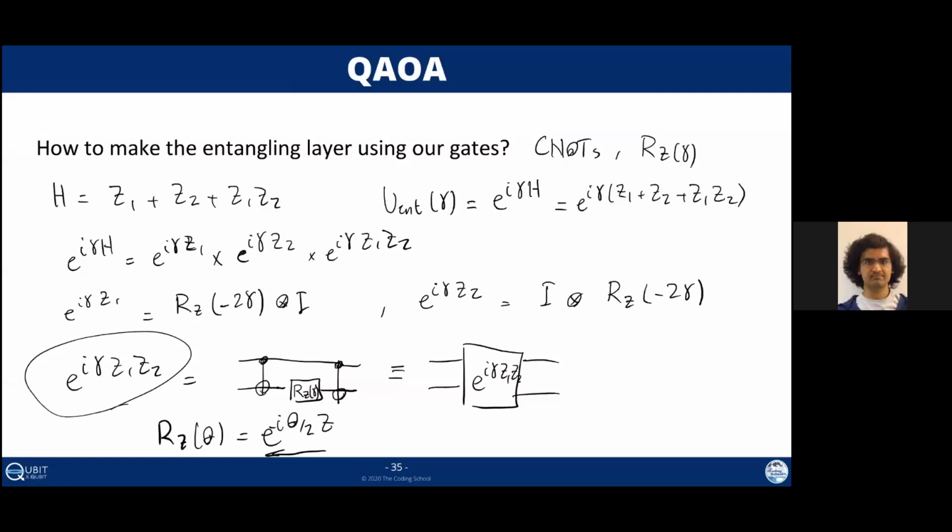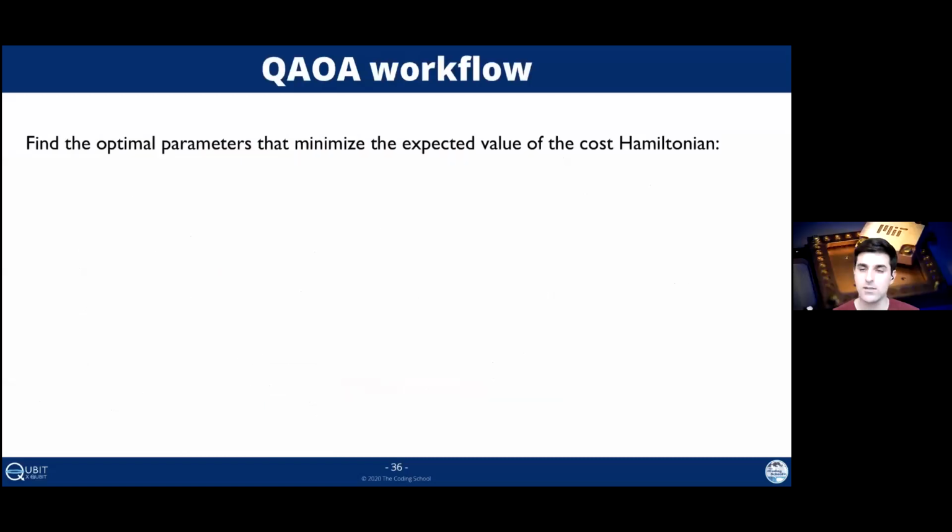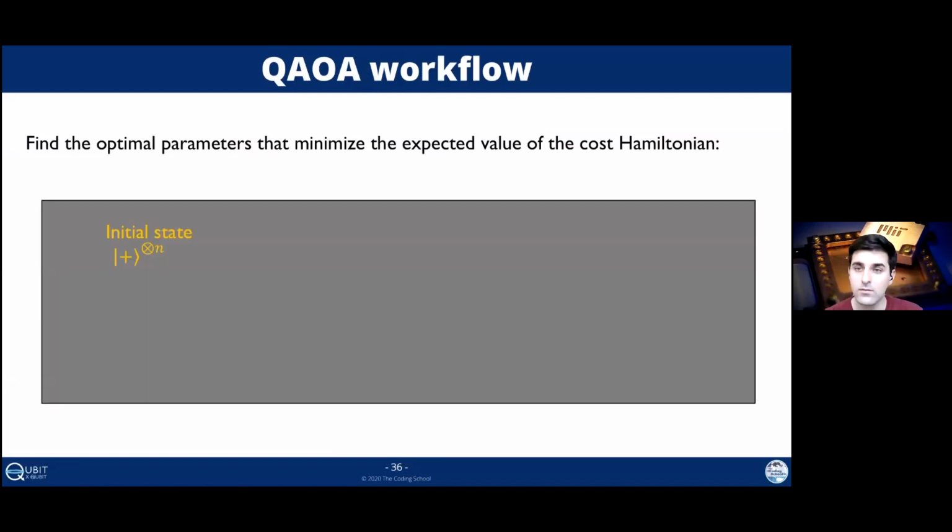Yeah. If there are no other questions, let's wrap QAOA up by talking about the workflow of the algorithm. So the goal is that we're trying to find the optimal parameters that minimize, or maximize, the expectation value of the cost function. Because again, we're looking for either a minimum in this case, but also could be a maximum value for a cost function. And we start by putting all the qubits in an equal superposition.